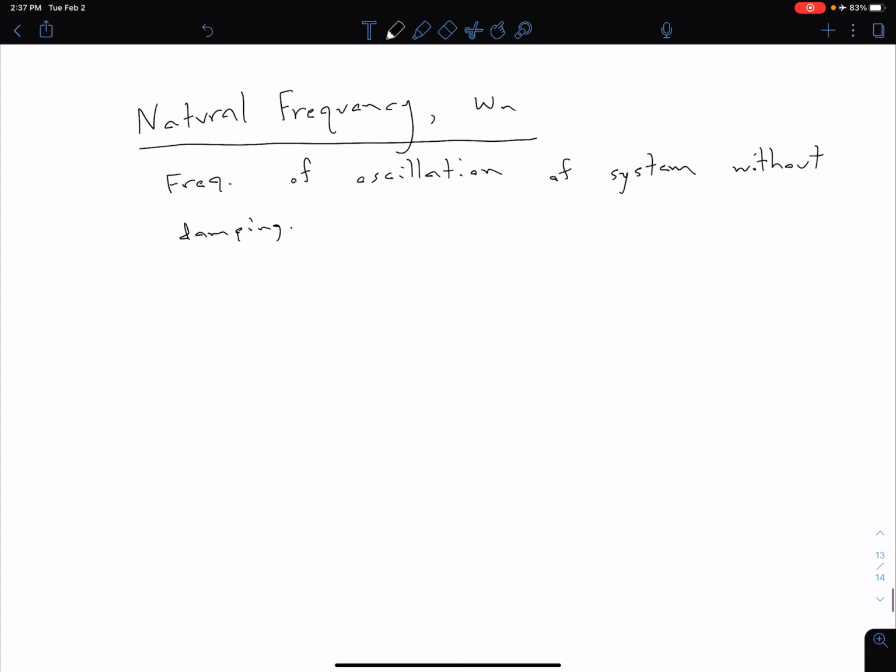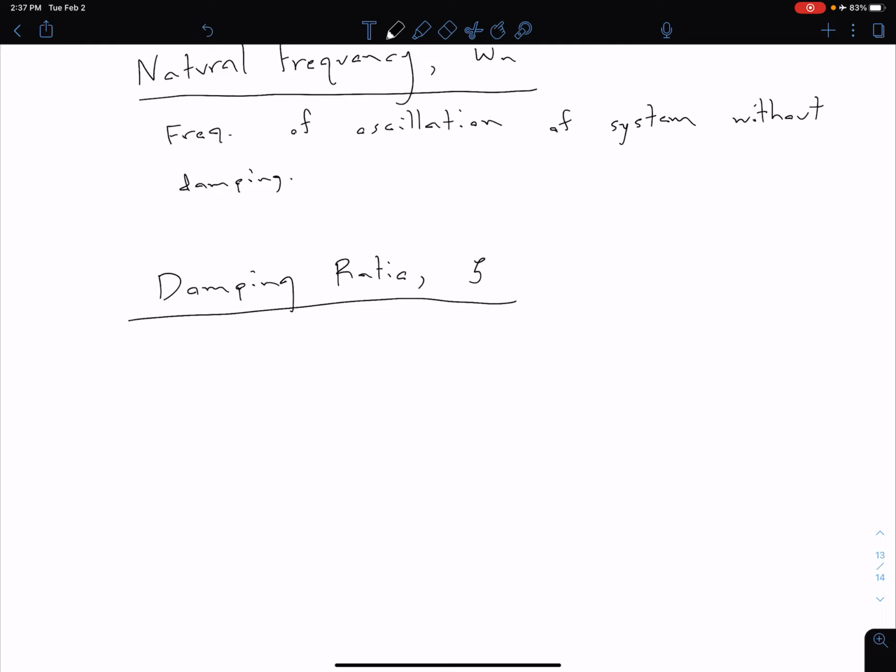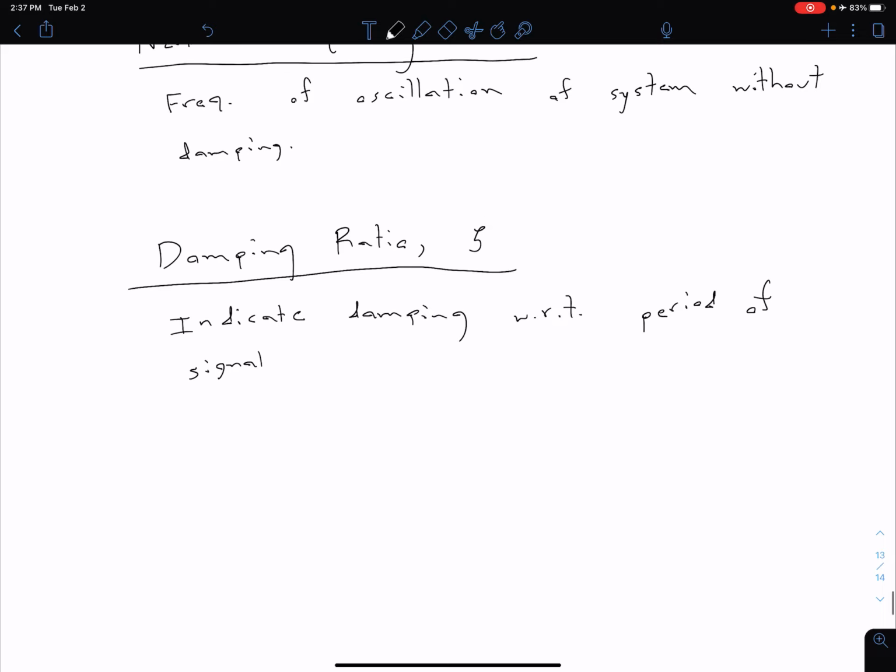The second variable that we're going to define is our damping ratio. For our damping ratio, we're going to use a Greek lowercase letter zeta. What our damping ratio is, we want to indicate the level of damping with respect to the period as opposed to elapsed time. So indicate our damping with respect to period of our signal. And that's as opposed to elapsed time, which is what we were doing previously.